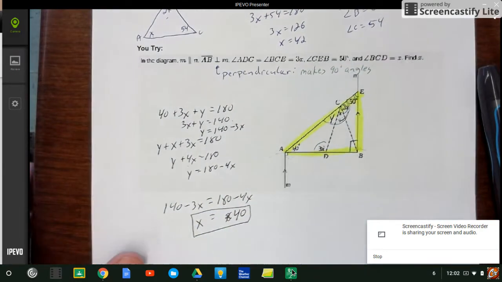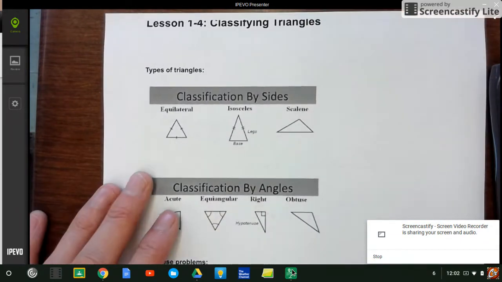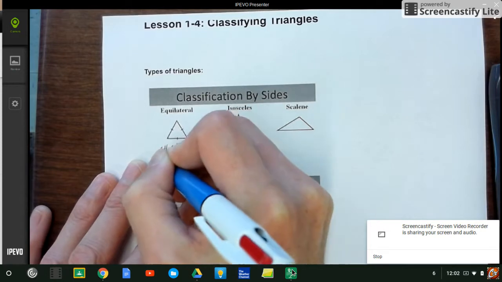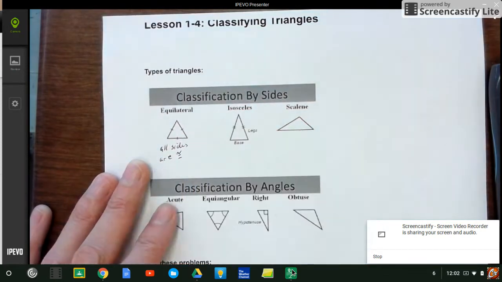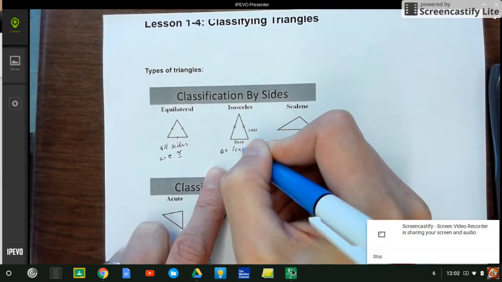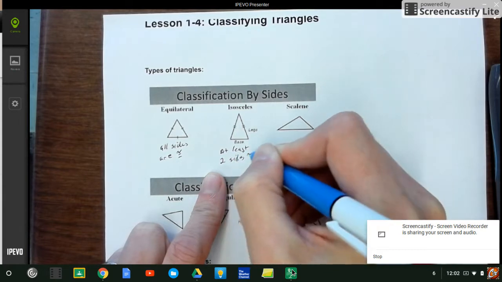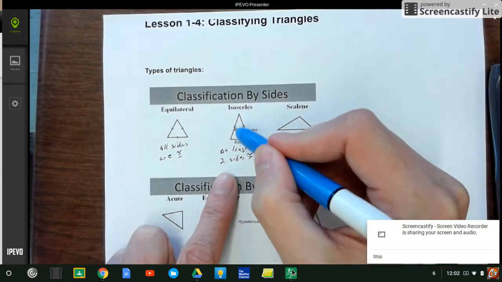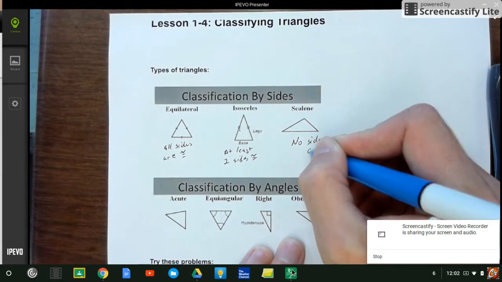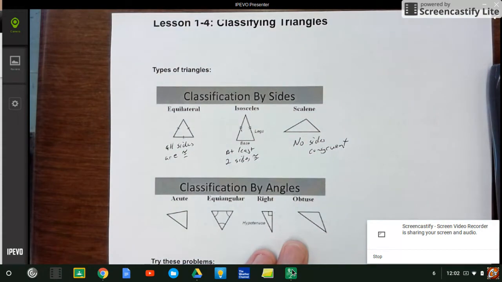What is x? So let's classify some triangles then. A couple things to classify. Equilateral, all sides are congruent. You probably already knew that. Isosceles, at least two sides congruent. Those two sides would be the legs. Scalene, no sides congruent. Okay, so that's pretty simple.